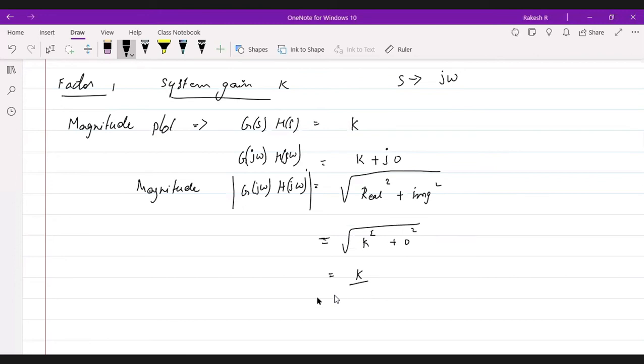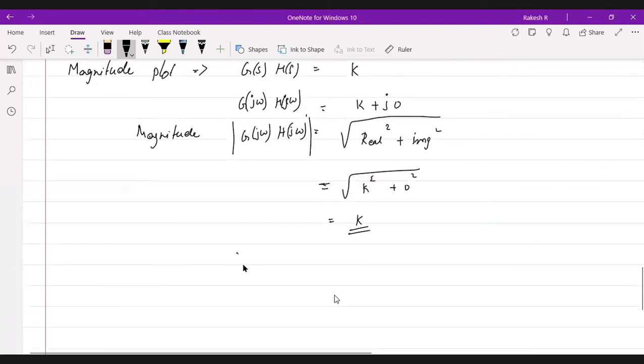Now for the magnitude plot, you need to take g of j omega into h of j omega as 20 log base 10 of k. Right? 20 log base 10 of k. This is a constant value.